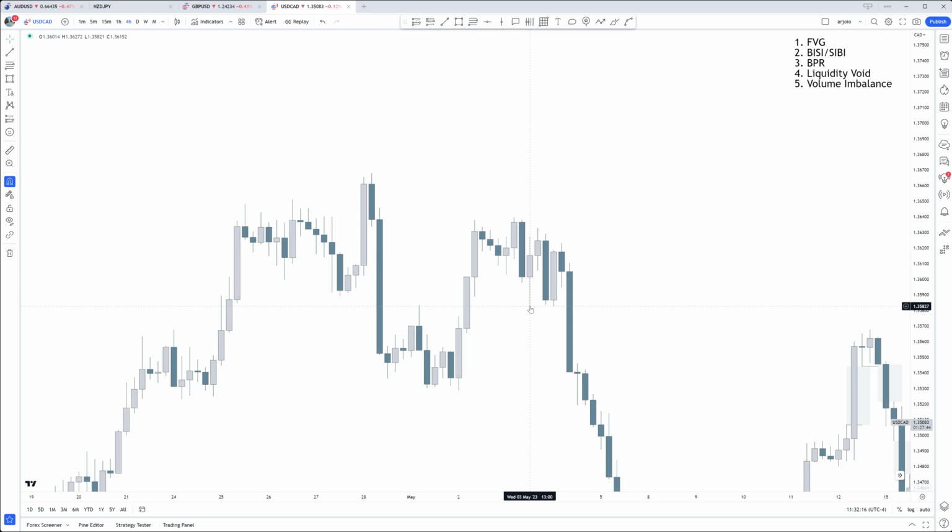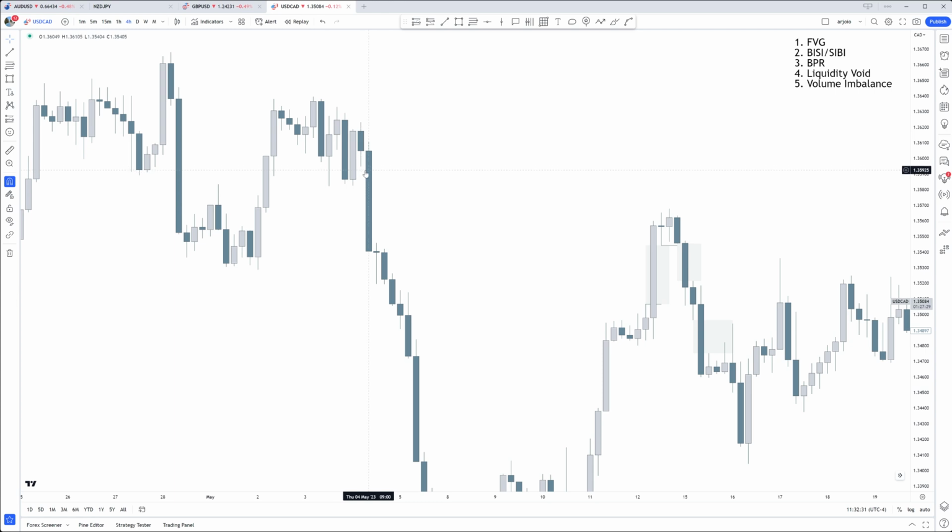SIBI starts with an S, so sell, so a bearish fair value gap. BISI, bullish fair value gap. SIBI, bearish fair value gap. SIBI, sell side imbalance, buy side inefficiency. So for example, right here, sell side imbalance, sell side fair value gap, a buy side inefficiency.